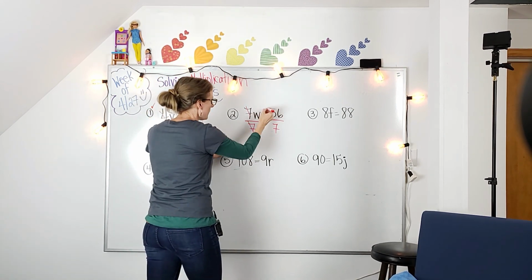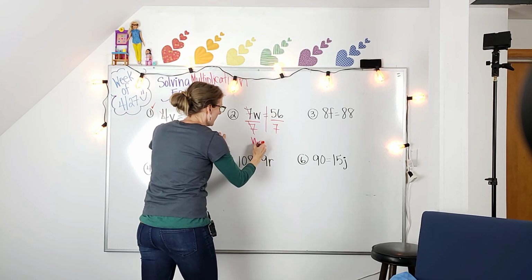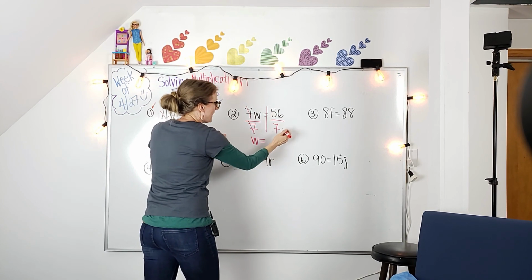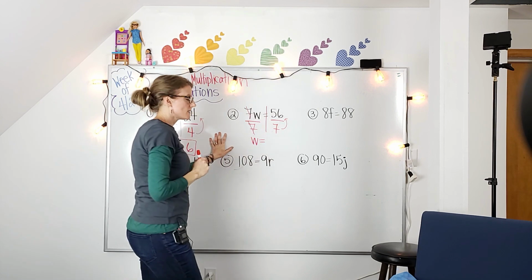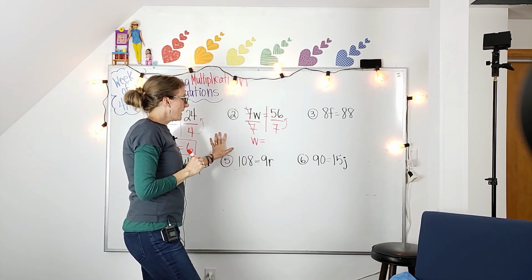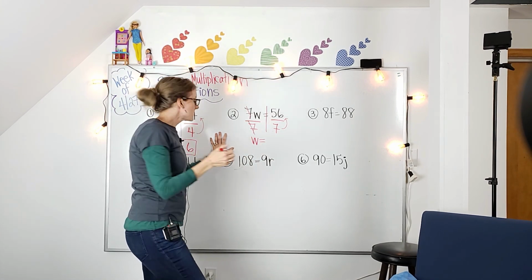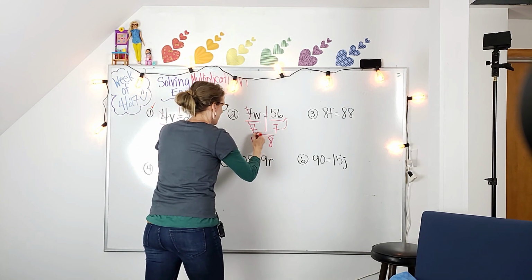So my W can come down. There's my wall again, right? My variable comes down, and then I just have to know how many times does 7 go into 56. And hopefully you can think about that for a second and say that it's 8.